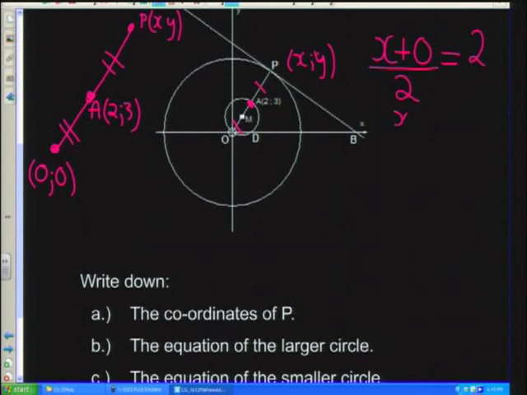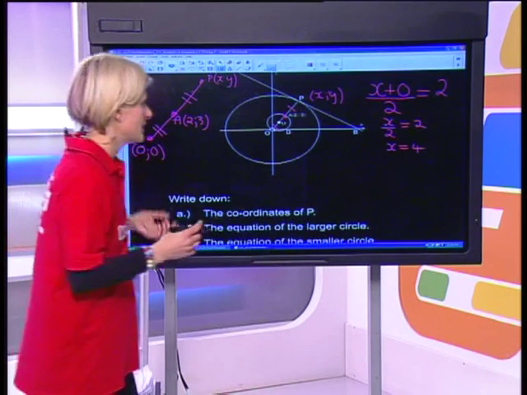So basically we end up with x over 2 is equal to 2, multiplying through by 2, we get x is 4. Pretty straightforward. And now we're going to do the same thing with the y value. And guys, it just happens that this point is 0, 0, but it doesn't matter what this point is. It doesn't need to be the origin.